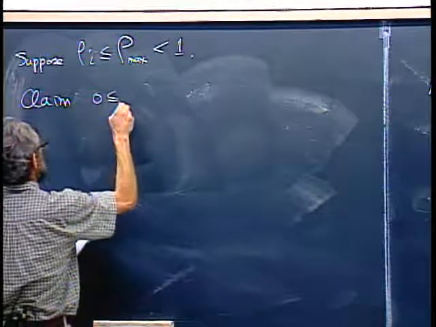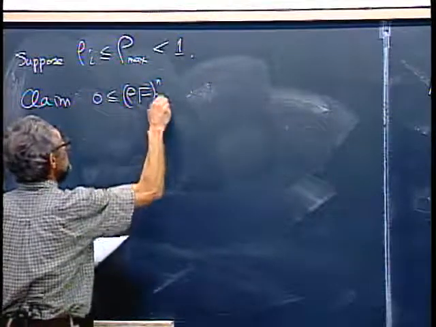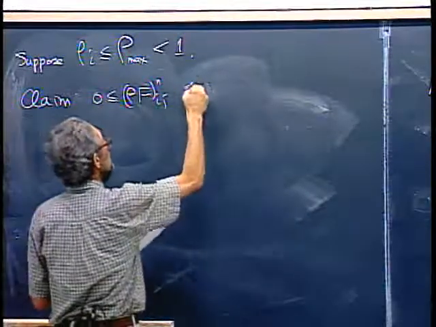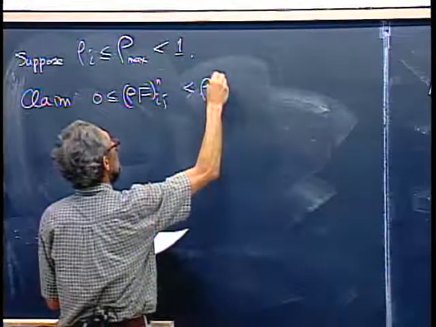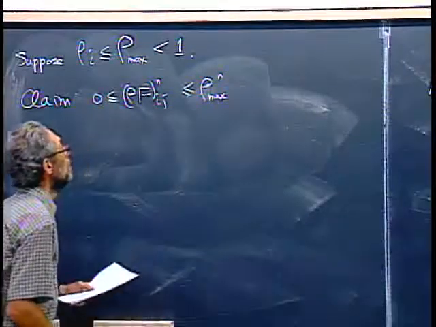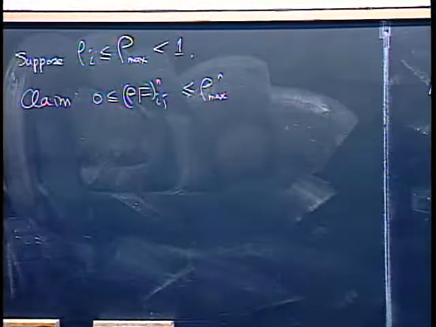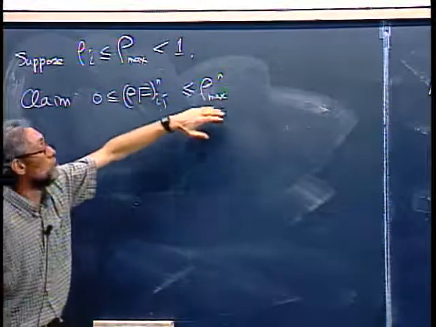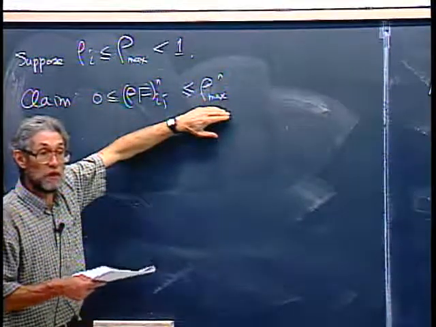That 0 is less than or equal to (rho F)^n. Any entry of (rho F)^n is less than or equal to rho max to the n. If I can prove that, then I'll prove this series converges, because every matrix entry of this infinite sum is dominated by the corresponding power of rho max, and this is a convergent geometric series.